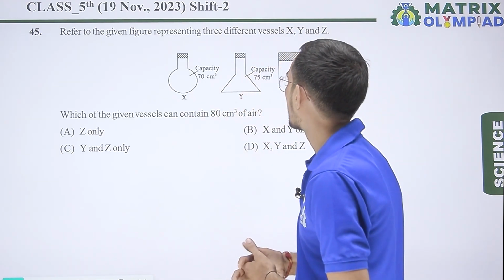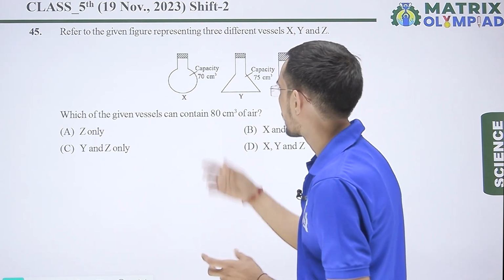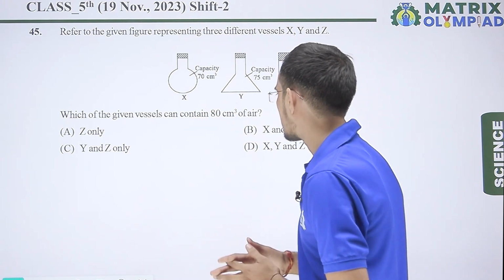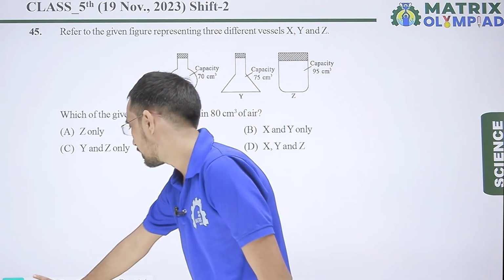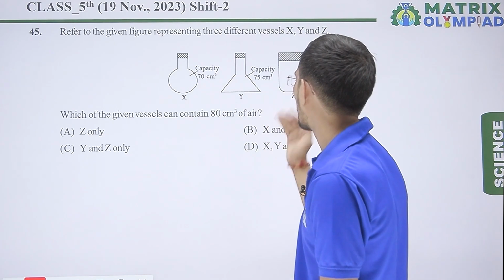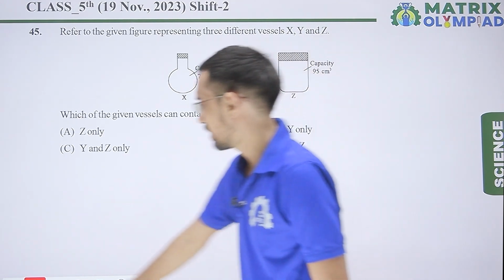Refer to the given figure representing 3 different vessels X, Y and Z. Which of the given vessels can contain 80 centimeter cube of air? It can be present in all of these 3. So our correct option will be option D. Next question.